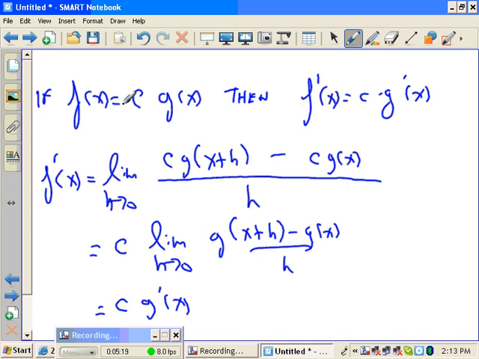So the derivative of a constant times a function is the constant times the derivative of that function. That's our guess. We proved it. All right, we're good at this. That was a proof.